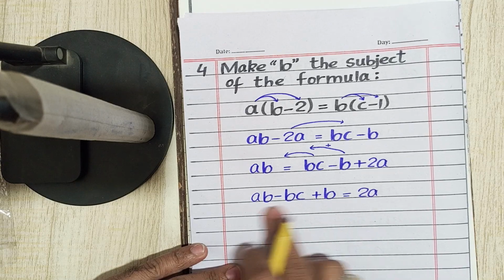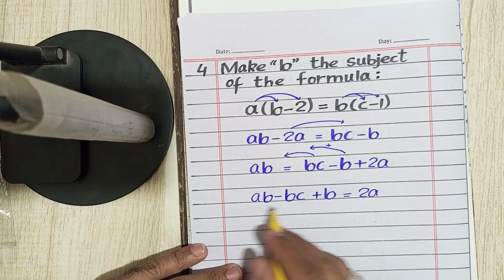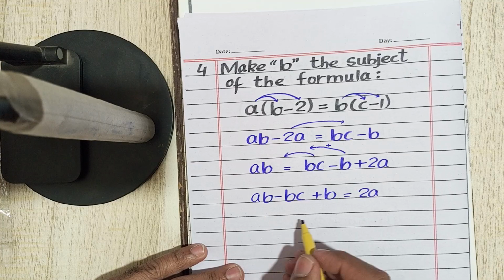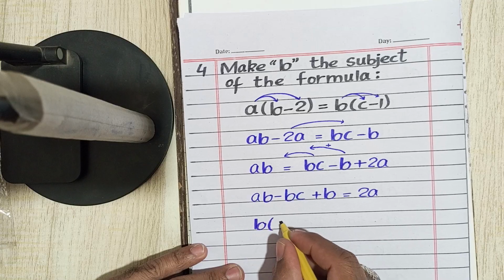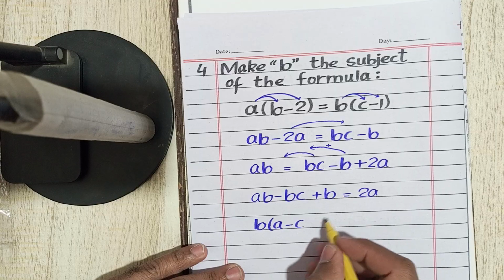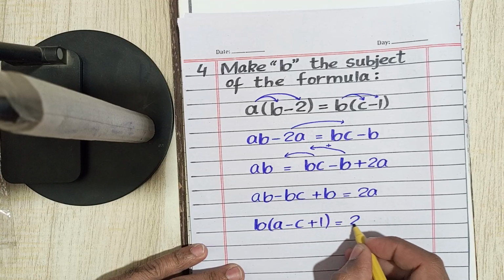Now we take b common from this term. So if we take b common from these two terms, then we have b into a minus c. So here we have plus 1 equal to a.